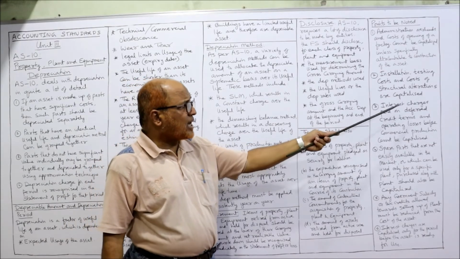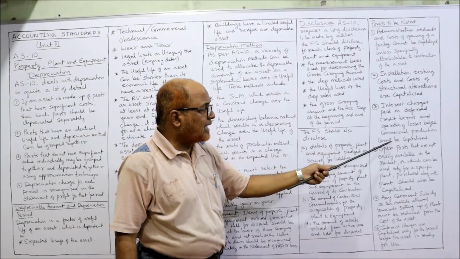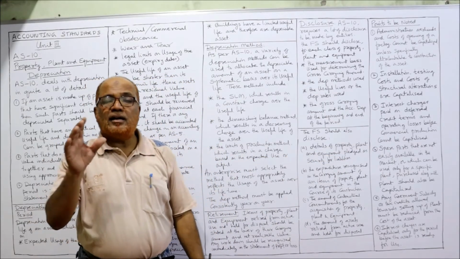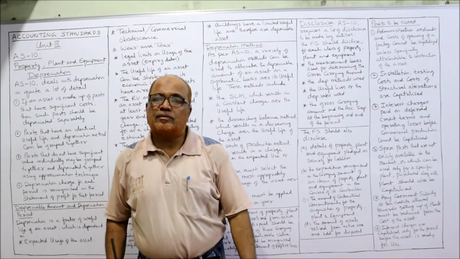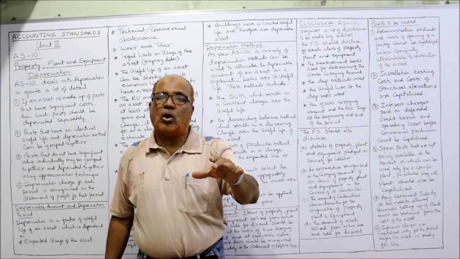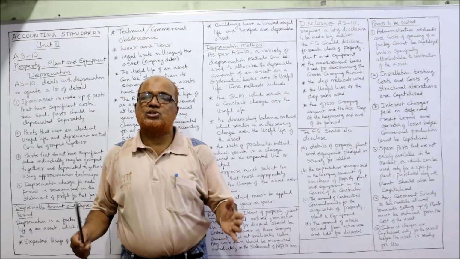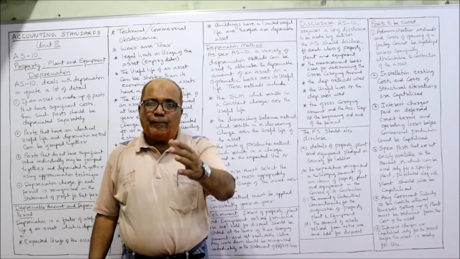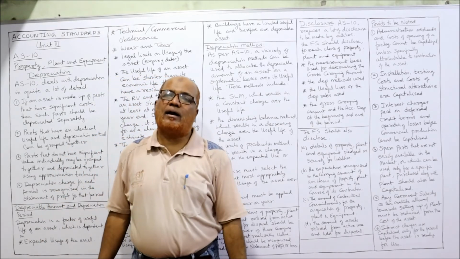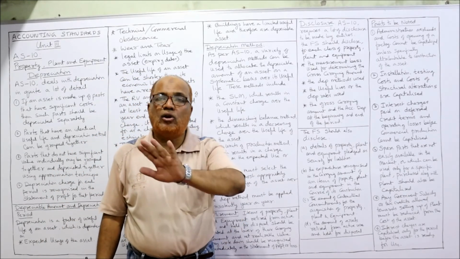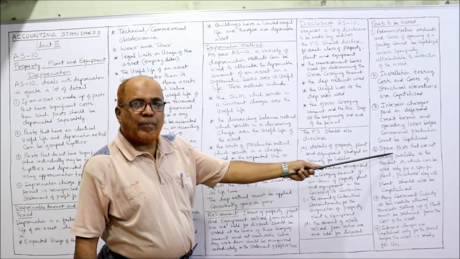Third, interest charges paid on deferred credit terms and operating losses before commercial production cannot be capitalized. Interest charges paid on deferred credit terms. Sometimes an asset is purchased on a deferred payment method, like hire purchase system, installment or bank loan. A bank loan is taken to purchase the asset. So whatever interest charges are paid to the bank will not be capitalized.